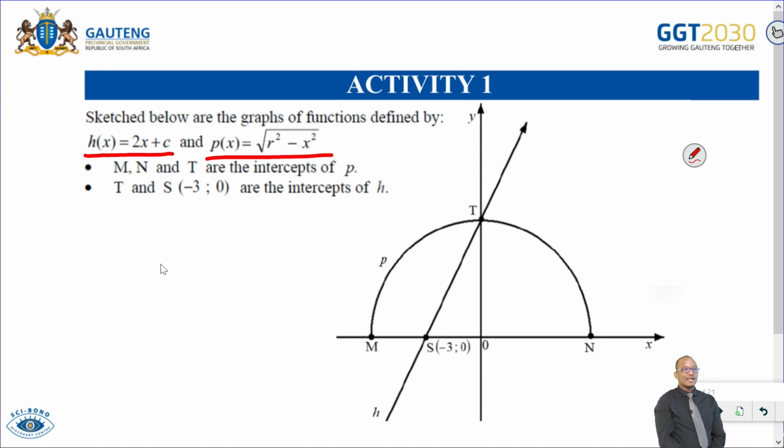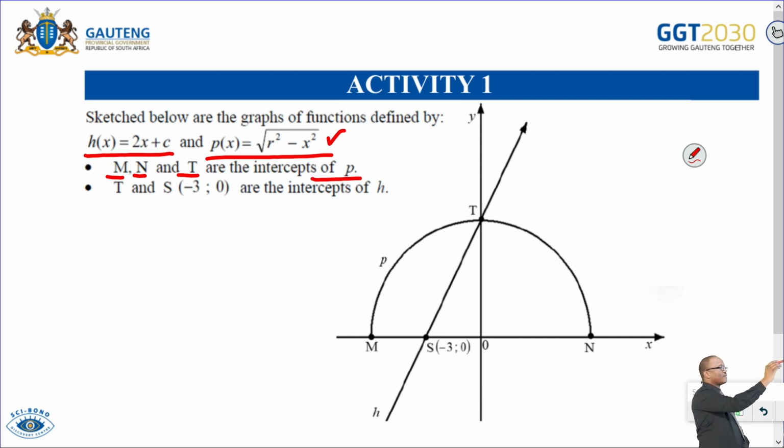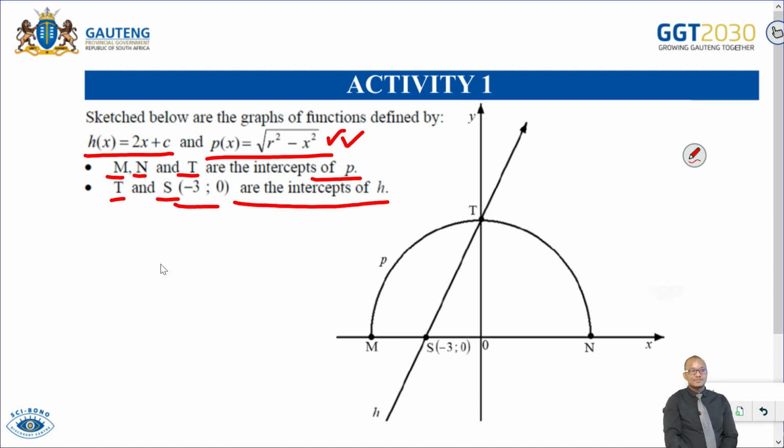Now there are bullets there. They're saying M, N, and T are the intercepts of p. And then we have the graph of the function p there. And then they're saying S and T, where S is (-3; 0), are the intercepts of the function h. So now, the two graphs are sketched for you. The important thing is to identify what types of graphs they are.